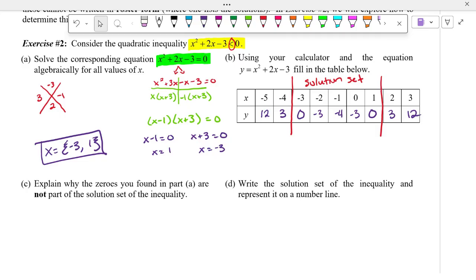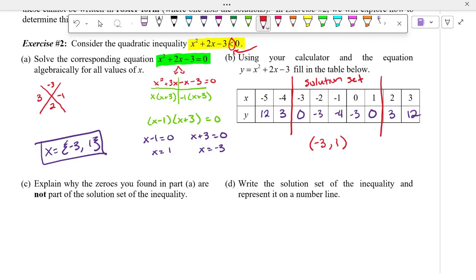All right. So if I wanted to write the solution set, there's two ways you can write it. I can either write it as between -3 and 1, and we use parentheses. Why am I using parentheses and not brackets? It's not equal to. All right, so since our original does not have that equal to, we have to use parentheses.